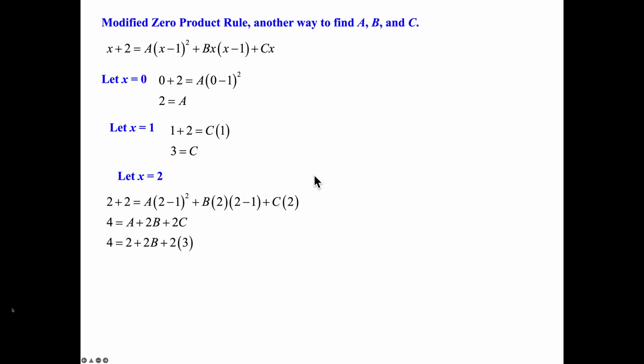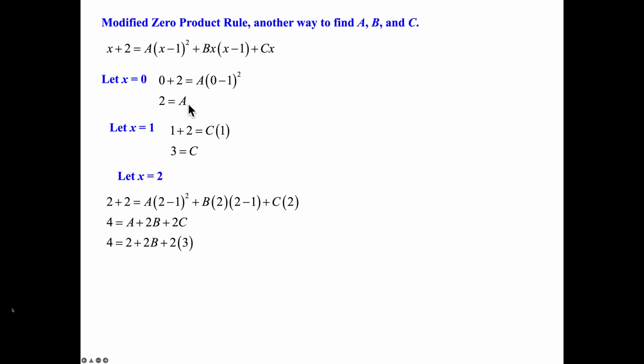Okay, so here's how crazy it gets. This 2 goes in for x. This 2 goes in for this x. This 2 goes in for these two x's. This 2 goes in for the x. There it is. All right, simplify all that. Okay, 4 equals an A plus 2B plus 2C.